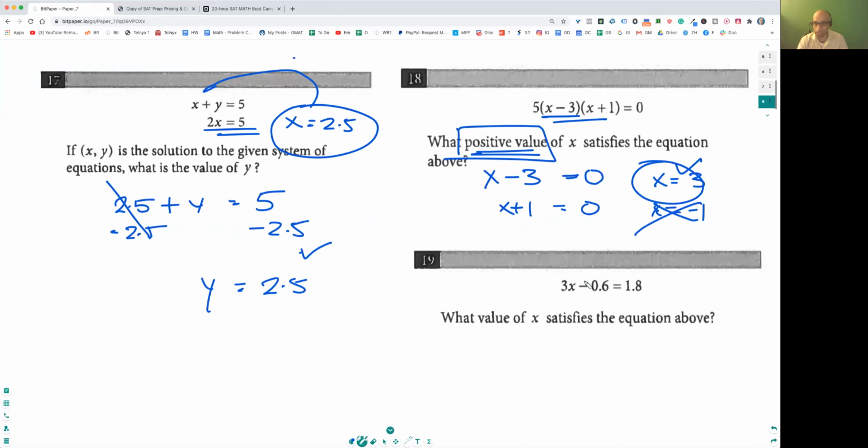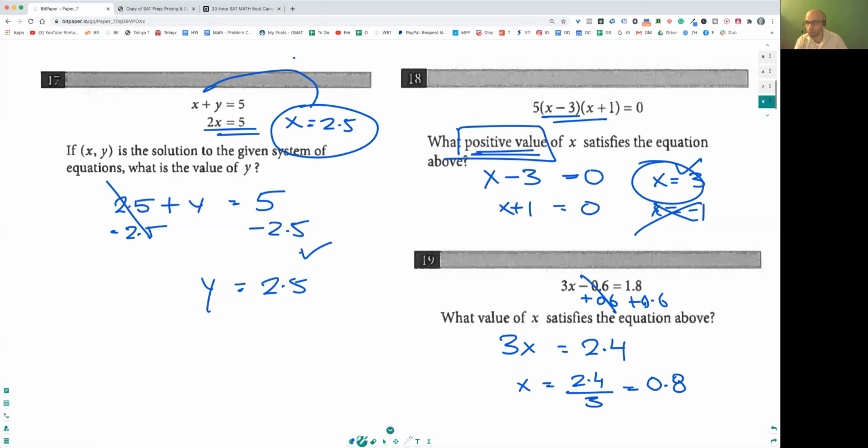Now let's try 19. This is again so easy. For 3x, all you got to do is add 0.6 to both sides of the equation. This cancels out. 3x is equal to 2.4, and so x is equal to 2.4 over 3, which is 0.8. So you see, some of the problems are so easy, then they became harder, and now they're becoming easier. So well done, excellent. So this is good.